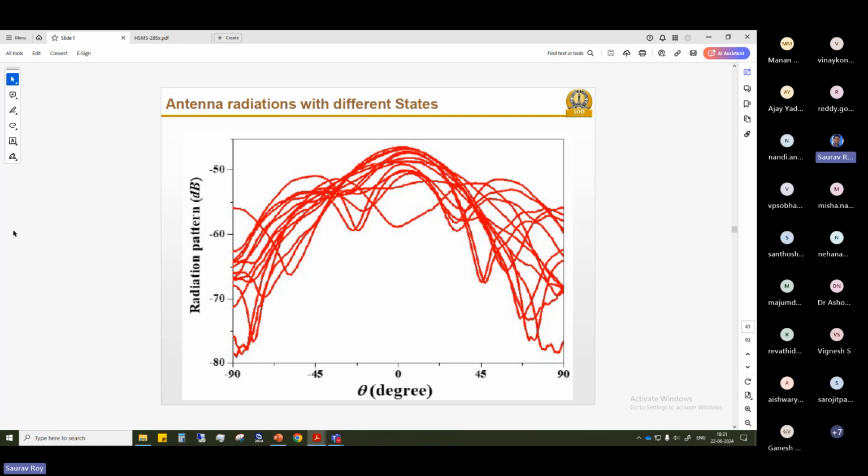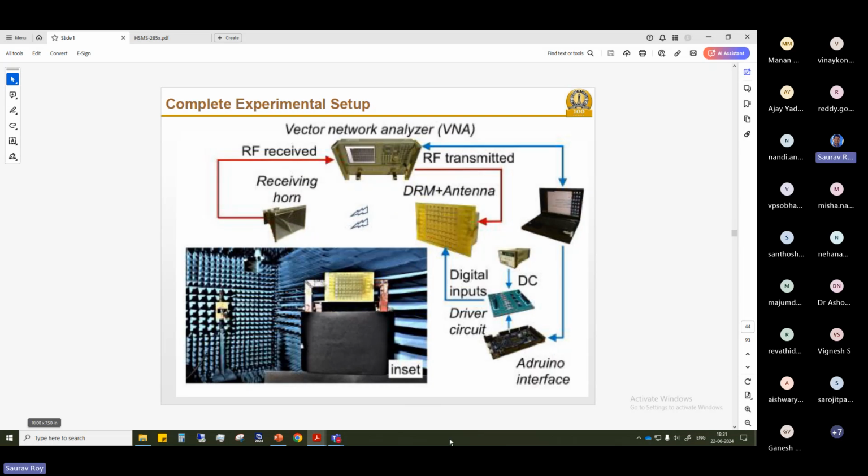This is the radiation pattern for all defined variations of the switches. It has quite a lot of variation in the broadside itself. In the broadside, you can see almost 10 dB variation between different states. And this sets the complete flow of the circuit.